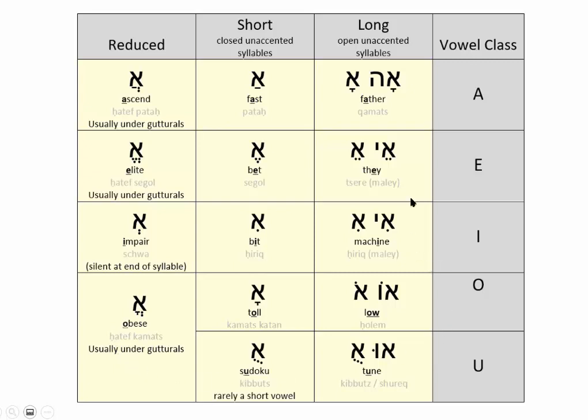So follow through with me through the chart, and we'll just pronounce each of these vowels one by one, starting with the A-class vowels and working down to the U-class vowels.